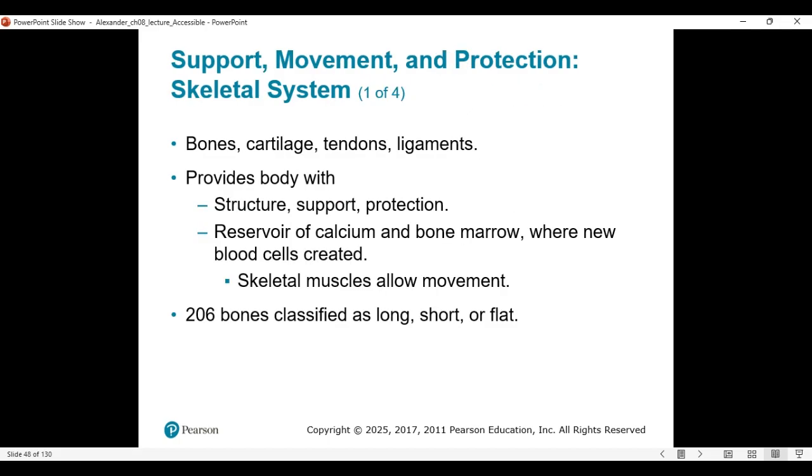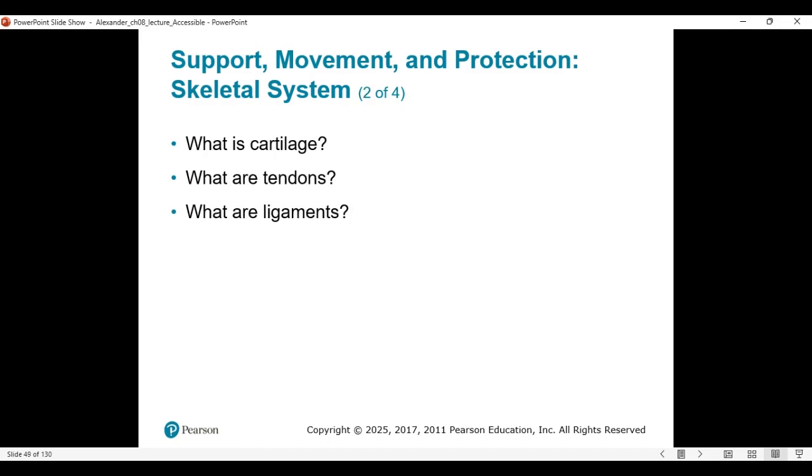Start talking about the different systems. The skeletal system consists of bones, cartilage, tendons, and ligaments. What does it do? It provides structure, support, and protection. It's a reservoir of calcium, and bone marrow is where the blood cells are created. Skeletal muscle will actually let us move. There are 206 bones, and they're classified as long, short, or flat.